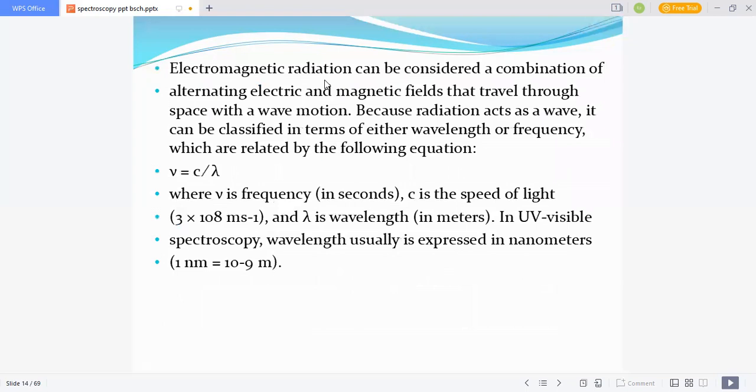Next one. Electromagnetic radiation can be considered a combination of alternating electric and magnetic waves that travel through space with a wave motion. Because radiation acts as a wave, it can be classified in terms of either wavelength or frequency, which are related by the following equation. ν is equal to c over λ. ν is frequency in per second, c is the speed of light, 3 multiplied by 10 to the power 8 meters per second, and λ is wavelength in meters. In UV visible spectroscopy, wavelength is usually expressed in nanometers. 1 nanometer is equal to 10 to the power minus 9 meters.